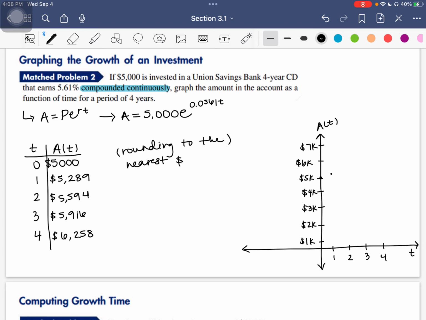Second year, 5,500, so somewhere around here. Third year, we get close to 6,000, so somewhere around there. And then the fourth year, almost 6,300, so maybe somewhere around here. So our graph would look something like this. All right, so that's how we would graph the growth of an investment over a certain time period.